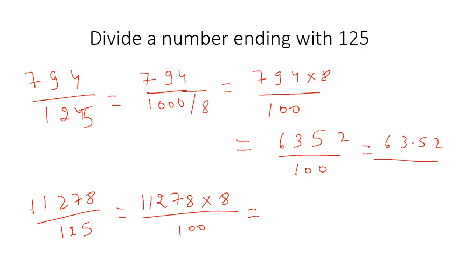So 90224 divided by 1000, so 90.224. This will be your answer for this question. You can simply take other values and find the values for those as well.